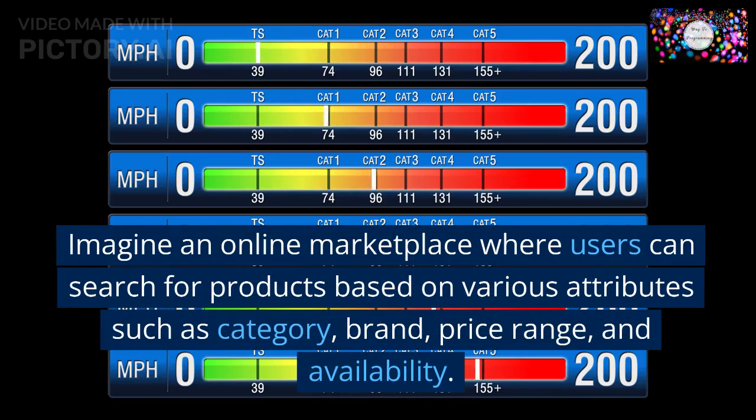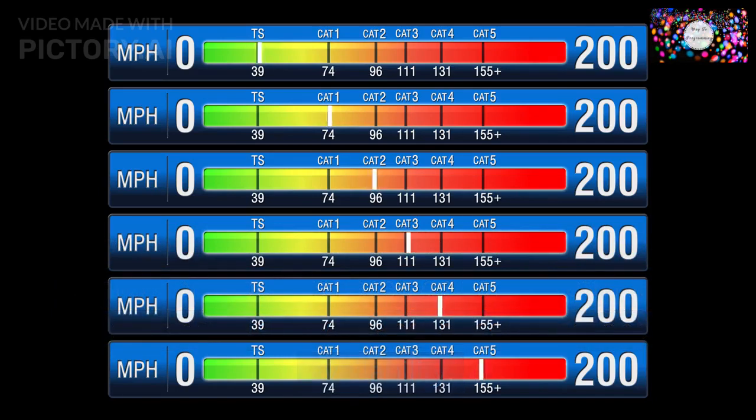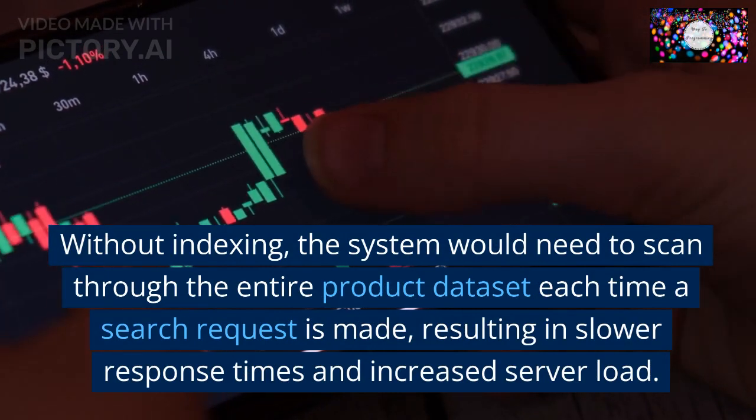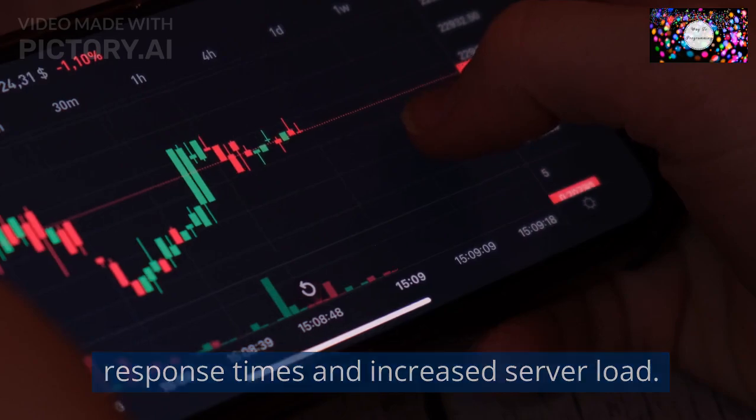Imagine an online marketplace where users can search for products based on various attributes such as category, brand, price range, and availability. Without indexing, the system would need to scan through the entire product dataset each time a search request is made, resulting in slower response times and increased server load.